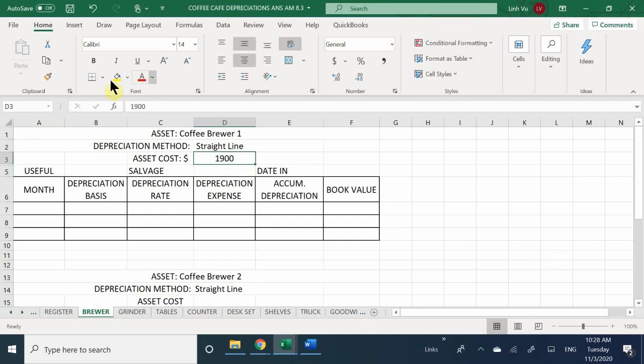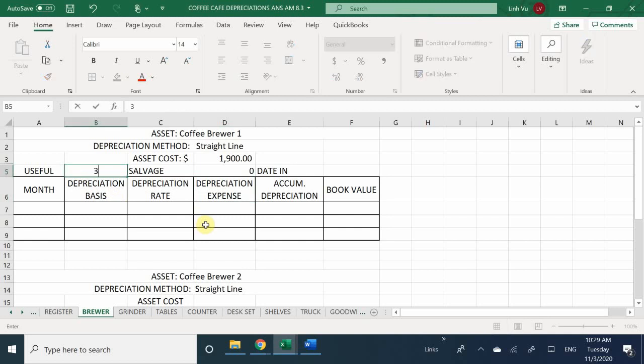And what do we know about the first brewer? What is the salvage value? None. What is the useful life for the first brewer? 3 years. Okay, and when did we place it into service? So again, when did we buy it? That's the assumption.